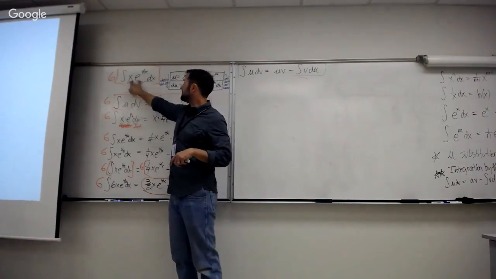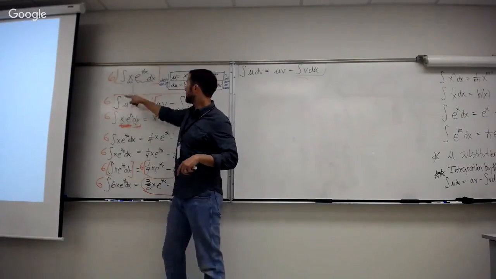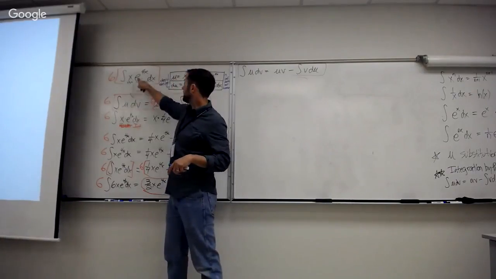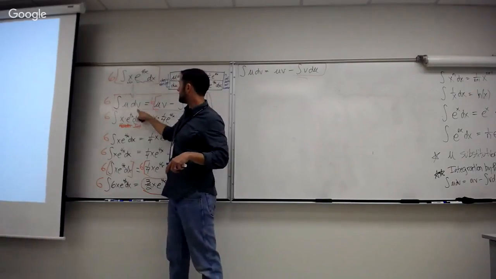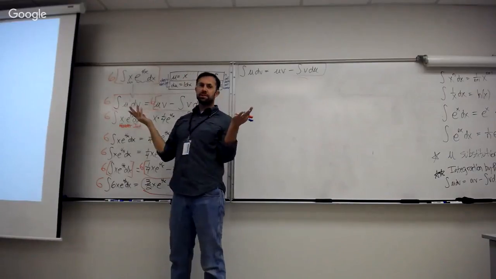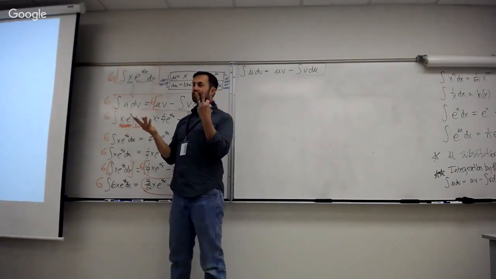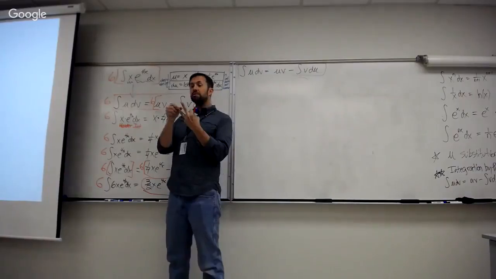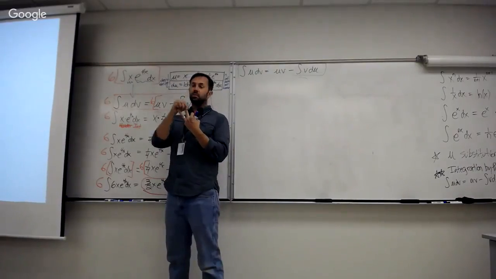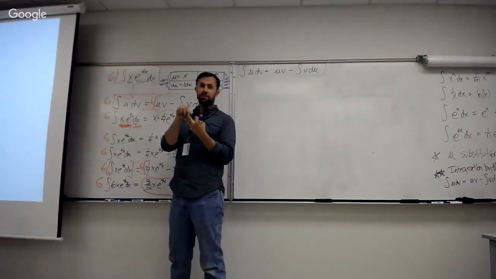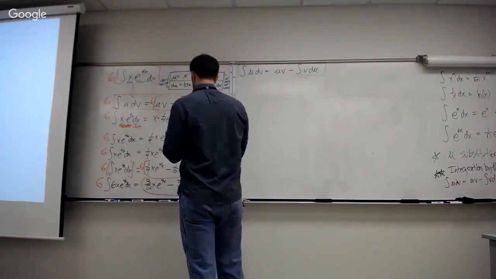And so really, how many different choices are there? You either make x be u and that be dv, or you make x be dv, or you make that be that. So how many different choices are you really looking at? You've got 2 options, right? One of those options is going to be successful, and one of those options is not going to be successful. So let me show you not successful.